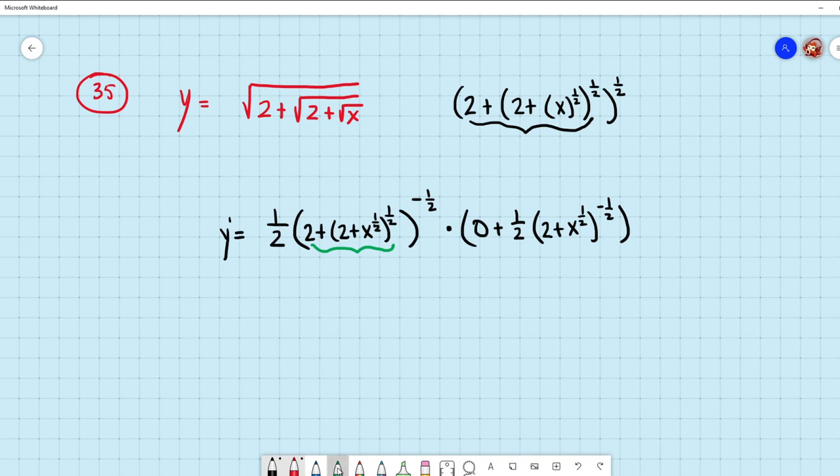Now I have to continue deriving because I'm not to the innermost function. Now I'm getting there. You see, now I get to this part here. So this, I'm going to derive. So again, it's an addition. So the derivative of 2 is 0, and the derivative of x to the 1/2 would be 1/2 x to the negative 1/2. So now I've derived that innermost function. I've gotten to the core of this composite function, and I've derived that core. So that means I stop at this point. I don't keep going. So this would be it.